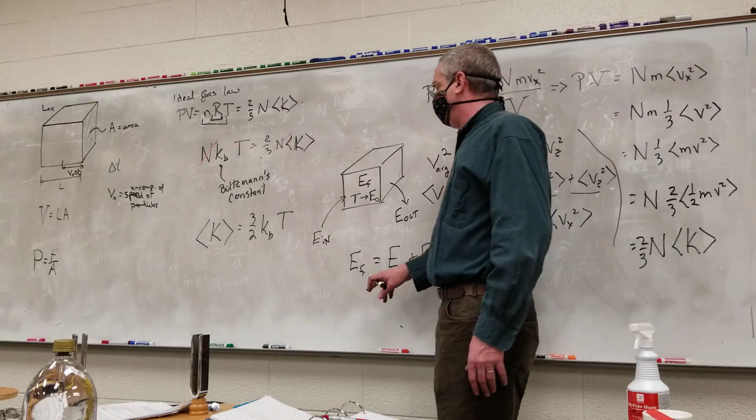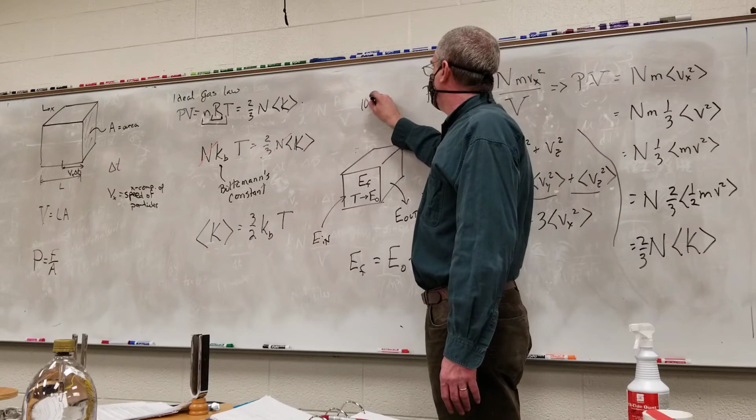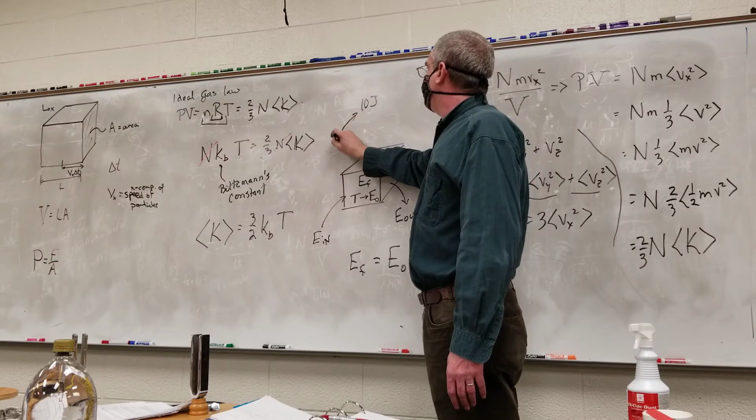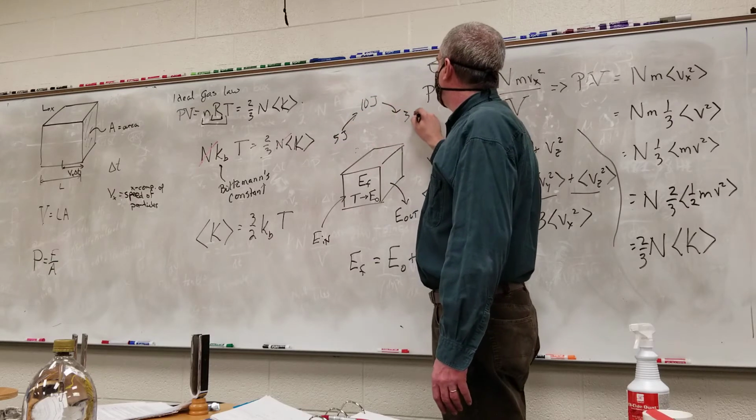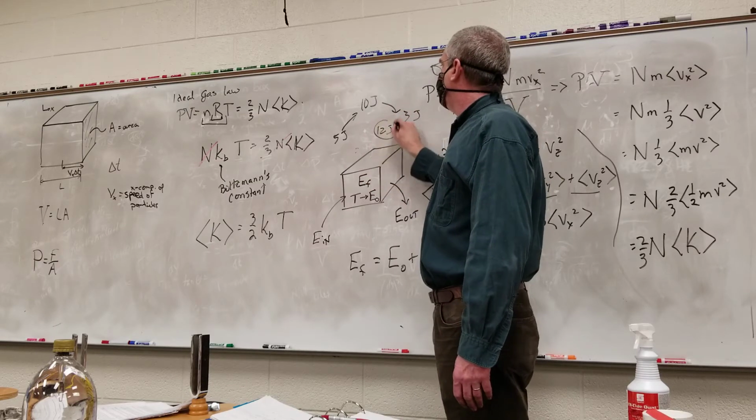Let's just do a quick example to make sure I don't have a sign in the wrong spot. So we start out with, let's say, 10 joules of energy. I put 5 joules in. 3 joules come out, and so I should have 12 joules left over in the box.